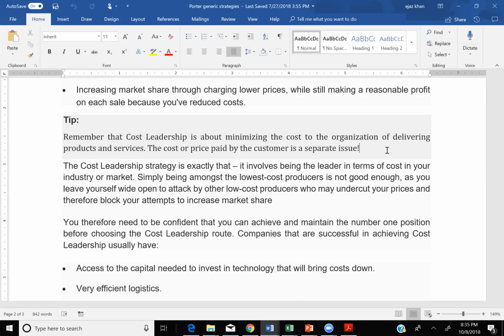For example, if you are producing a product and that product is also offered by other competitors in the market, and let's say the product is being offered at a price of $10 per unit. So you don't have the option of charging a higher price than $10. Now, if you want to compete in this market, you have to charge $10 per unit or lower than that.